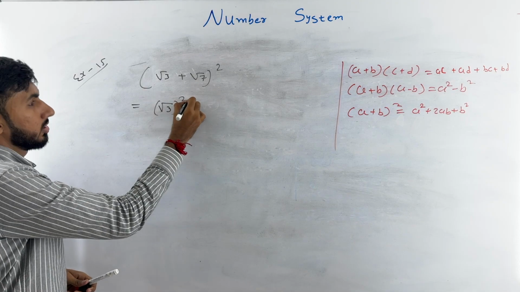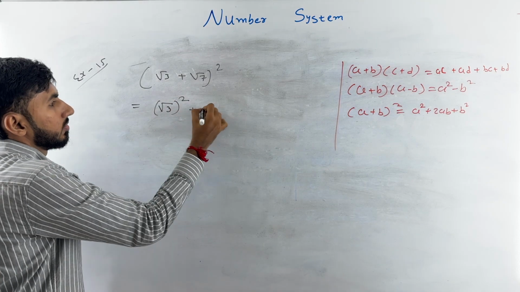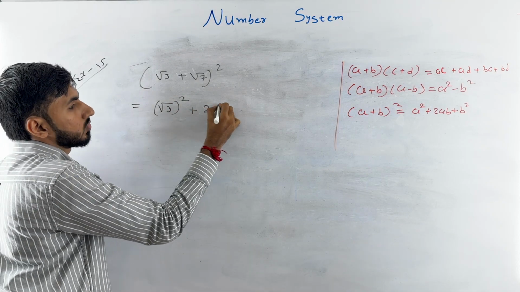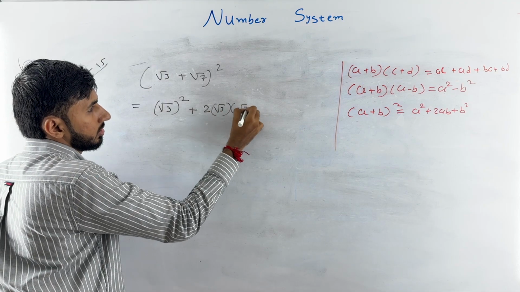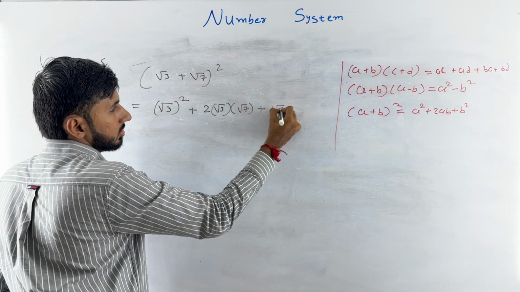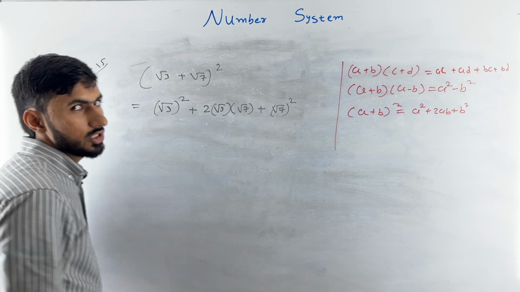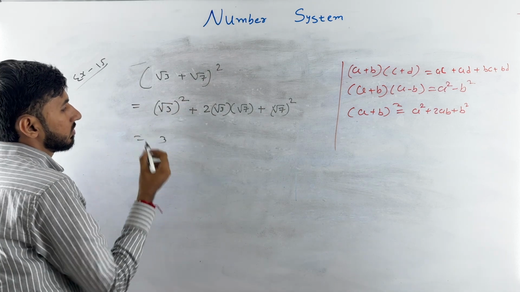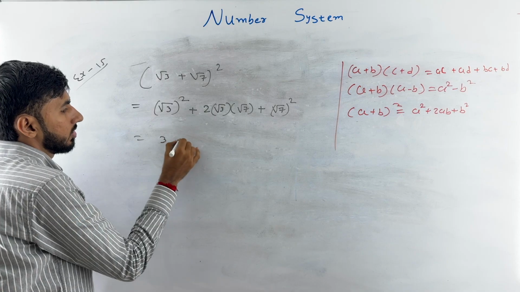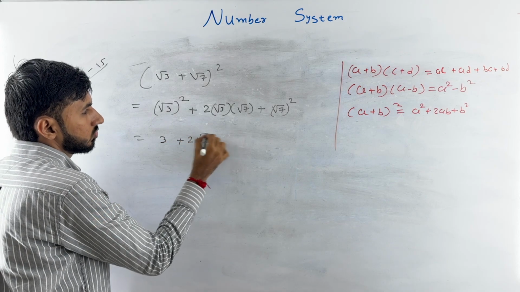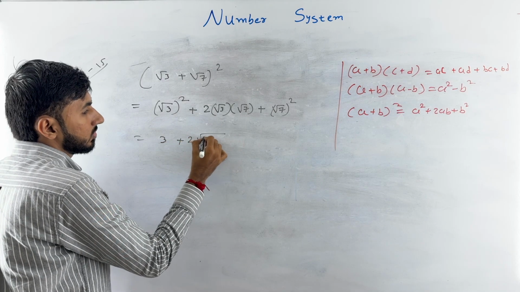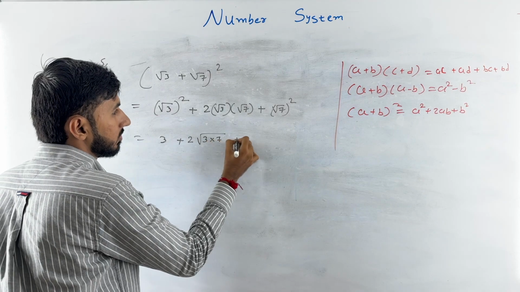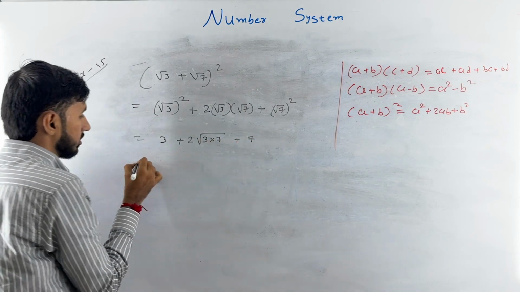a square. Here we have root 3 as a, plus 2ab plus b square, with root 7 as b, right? So root 3 square is equal to 3. As we all know, square of square root will cancel. Now for this I can write 2. Under the square root I have to write 3 multiply 7. For this I can simply write 7.